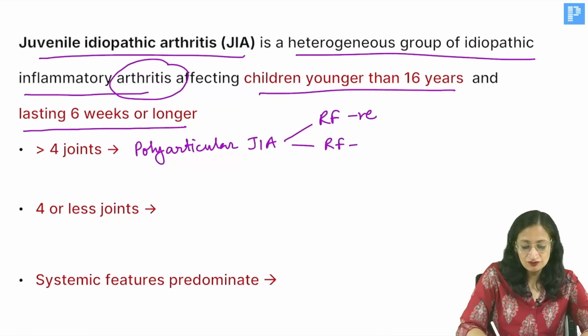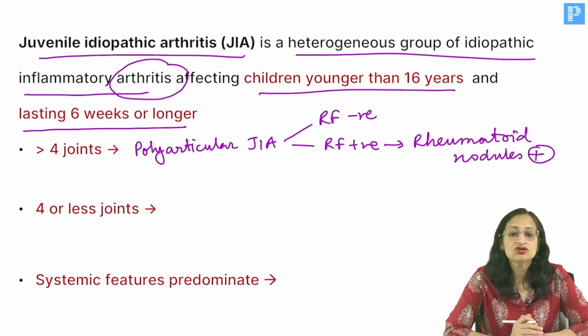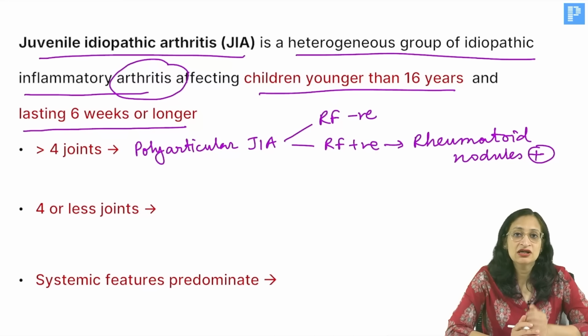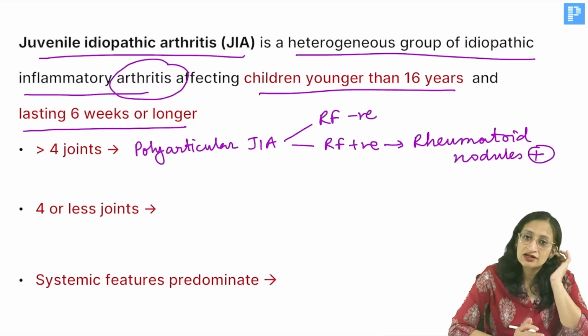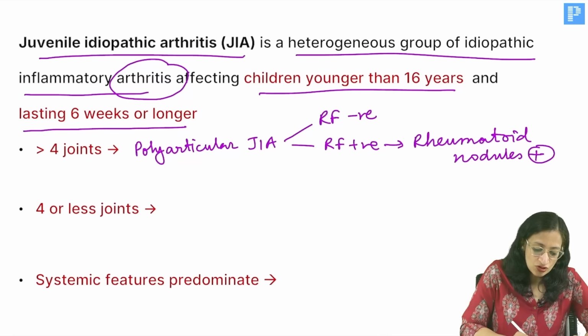And in the rheumatoid factor positive form, you find rheumatoid nodules also, which can be on the wrist, which can be on the extensor surface of various limbs. So rheumatoid nodules are usually found. In the rheumatoid factor negative type, you may get other antibodies like ANA. Now, if 4 or fewer joints are involved, then we call it oligoarticular JIA.